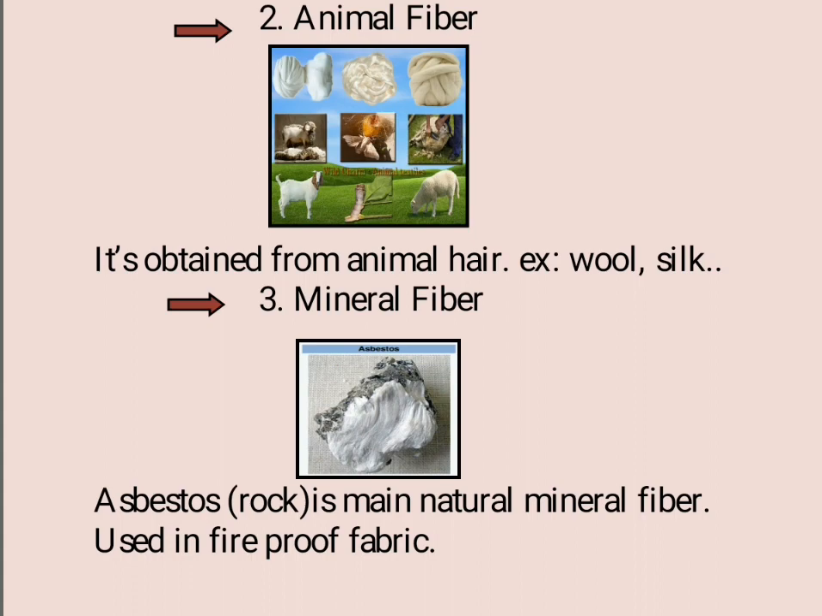The second one is animal fiber. The animal fiber is obtained from animal hair. For example, wool and silk. Wool is obtained from goat hair. Silk is obtained from a silkworm. The third one is mineral fiber. The asbestos rock is one of the natural mineral fibers. It is mainly used for fireproof material.